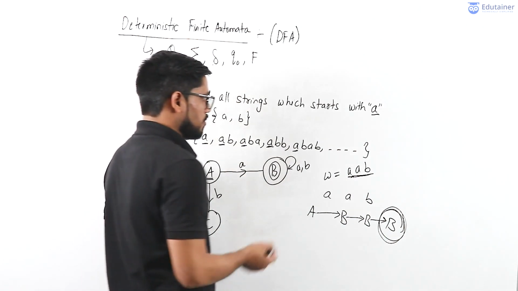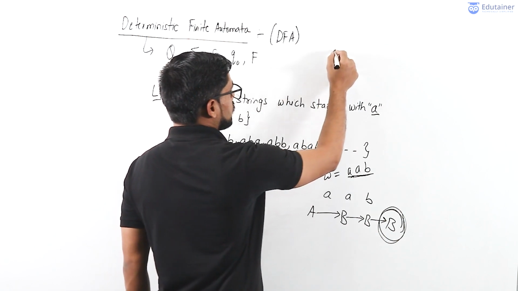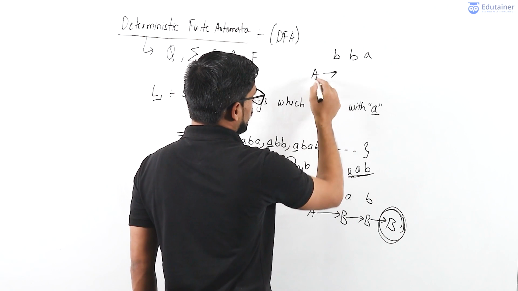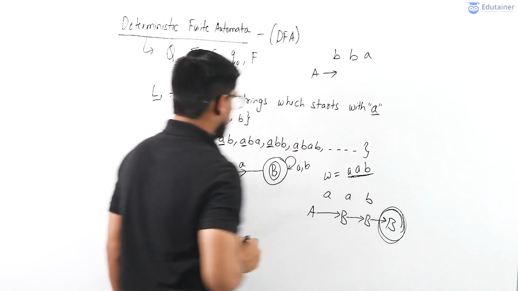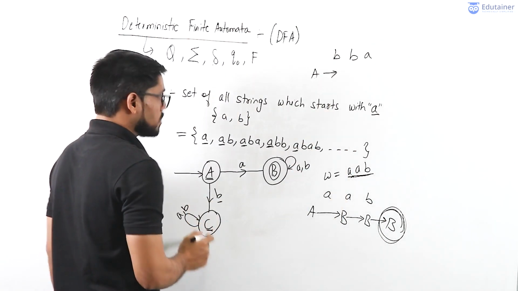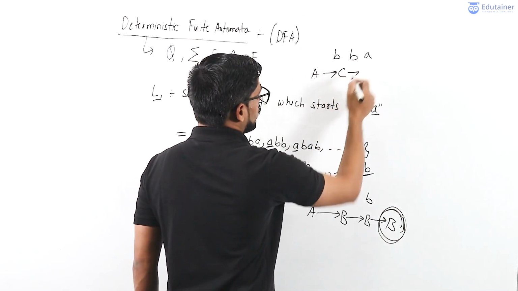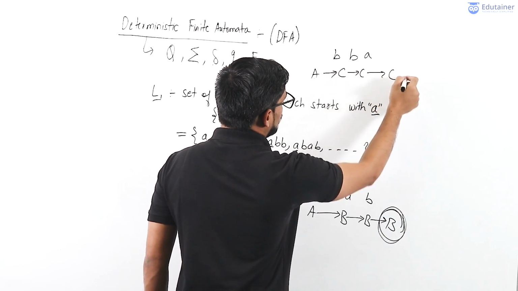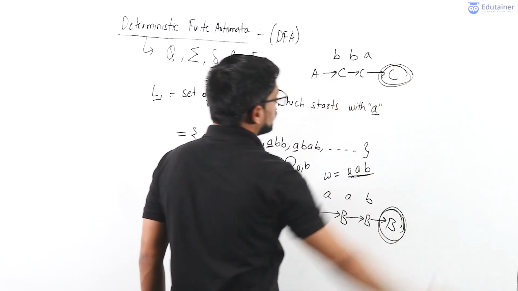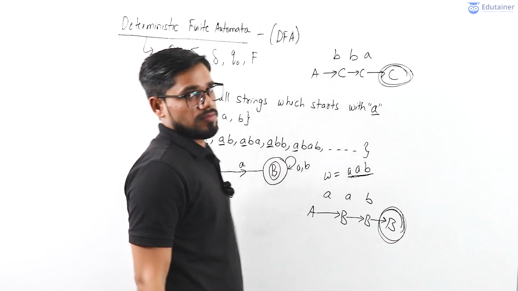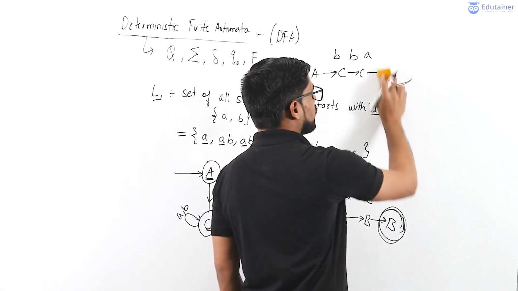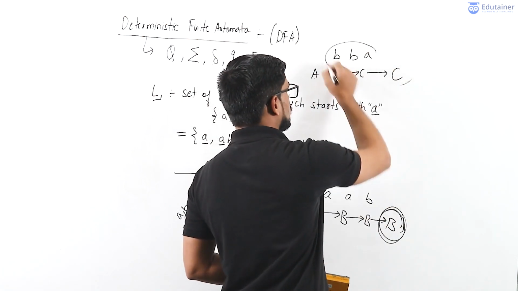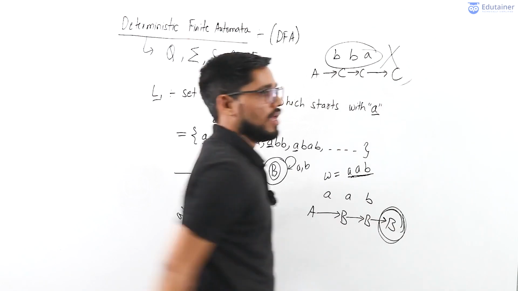Let's take some other string, say BBA. If I start with initial state A and see a symbol B, I go to state capital C. On capital C, I can accept any number of A's or B's. But at the end, I will be stuck at a state which is not a final state. C is not a final state. So definitely I can say that this string does not belong to the language L1.